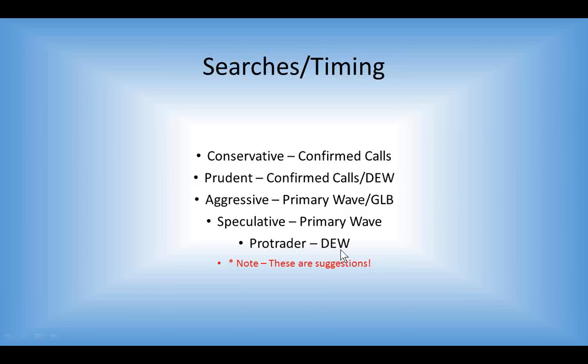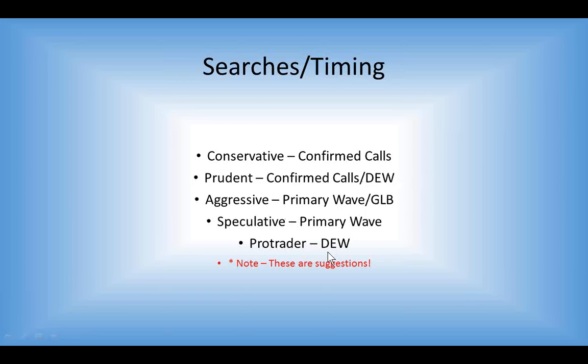Andrew says, how about for the progressive? Prudently aggressive. Notice that a lot of times I have combinations of the two when I move from one to another. But prudently aggressive, I would stick somewhere in between the DEW and green light buyer. All right, that's just my suggestion. Primary wave may be too fast for the prudent investor. Confirm calls are on the fringe of being prudent, because I really want to leave that to the conservative. But if I'm prudently aggressive, I wouldn't mind using the DEW and the green light buyer. But notice that for pro trader, we are sticking with the DEW.